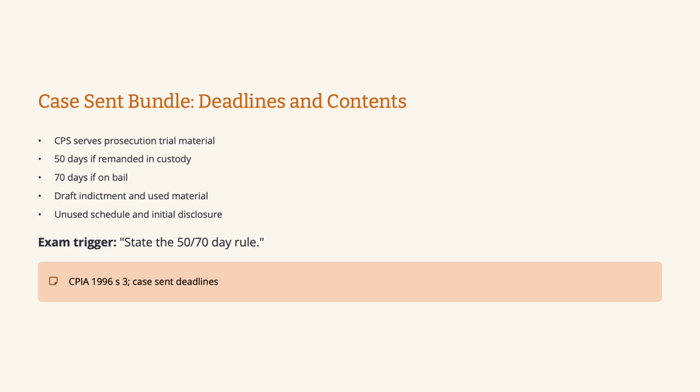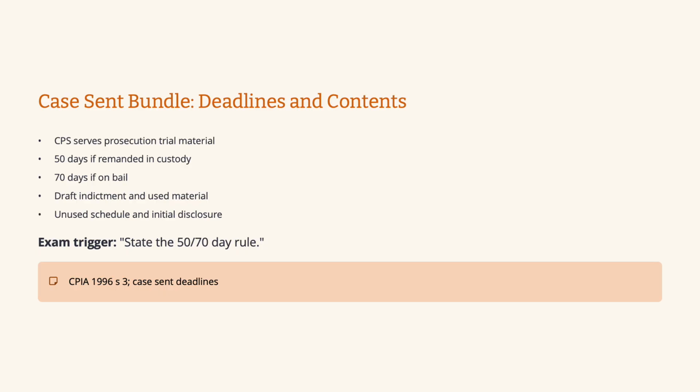The next thing is, after sending, the Crown Prosecution Service must serve prosecution trial material within a strict deadline. These deadlines depend on the defendant's custody status. If the defendant is remanded in custody, the CPS has 50 days to serve. If the defendant is on bail, they have 70 days. These are firm deadlines. Breaches create serious consequences.